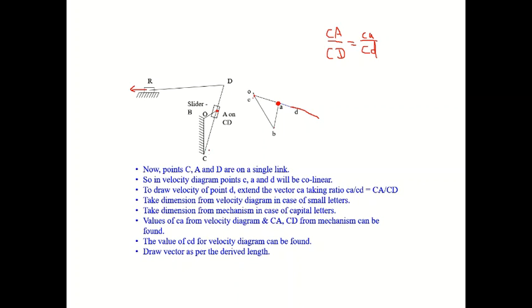Now measure this length CA from your space diagram, not from the question. Remember, from your space diagram, measure this distance CA and write it here, and find the distance CD. After finding the distance CD, mark point D here and erase the remaining lines.